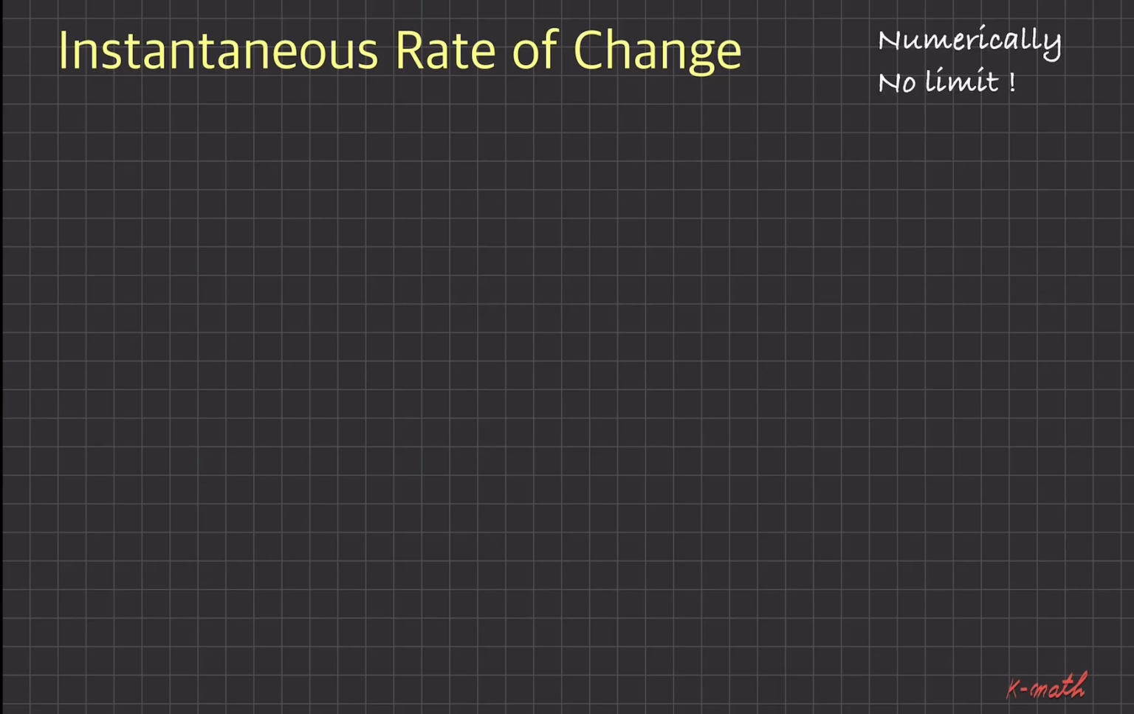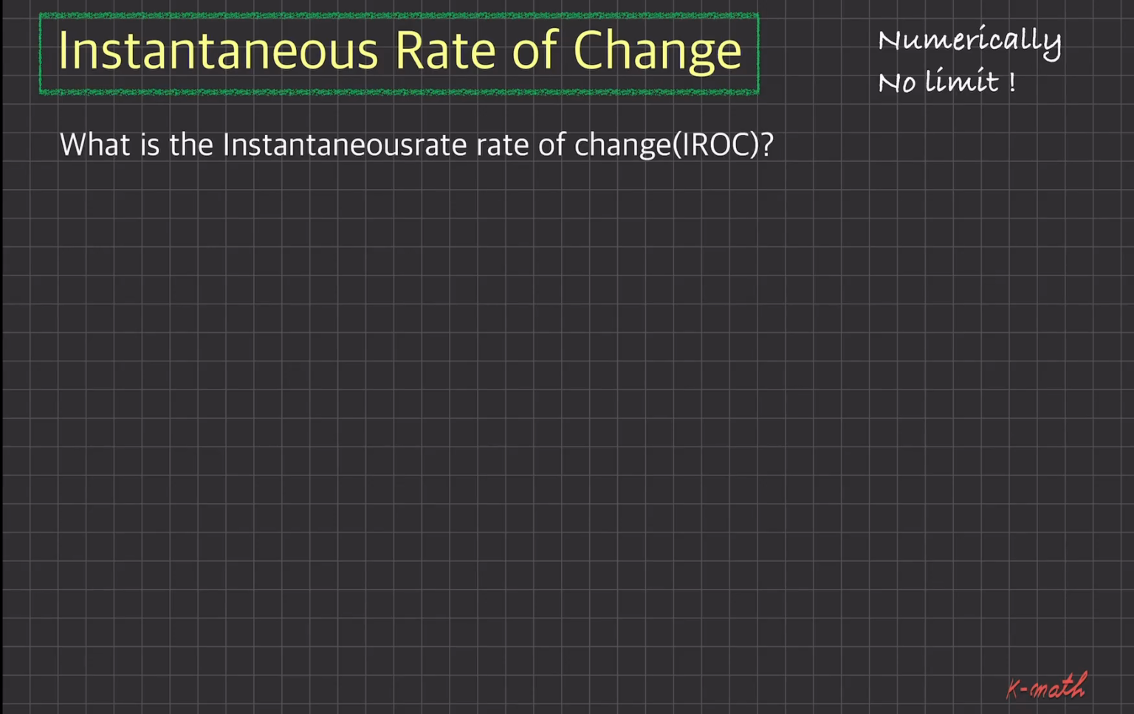Today, we are going to figure out the instantaneous rate of change, and we will do it numerically without using limits. If you are curious about how to do it using limits, check out the video linked below in the description. Alright, let's get started. Instantaneous rate of change. So, what is that? It's the slope of the tangent line. But what's a tangent line?